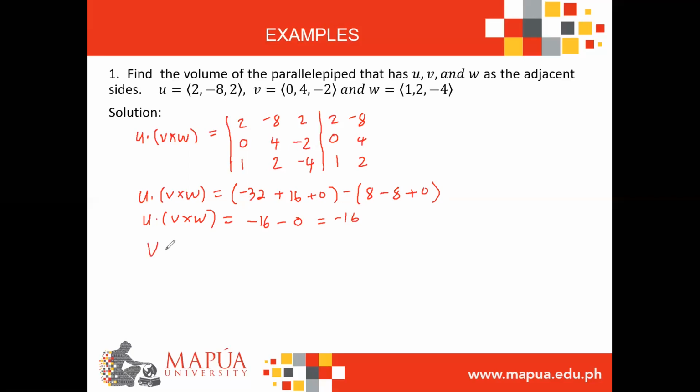And for the volume of the parallelepiped, we have known that this is the absolute value of u dot v cross w, which is equal to the absolute value of negative 16, equals 16 cubic units. So this is how we compute the volume of the parallelepiped that has three adjacent sides, which are vectors u, v, and w.